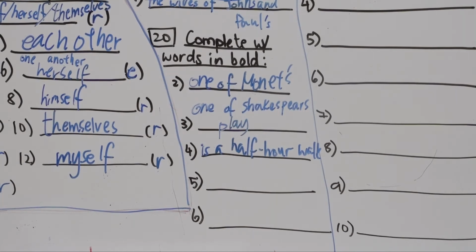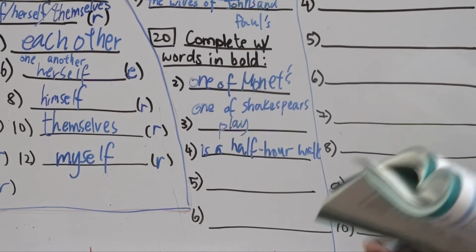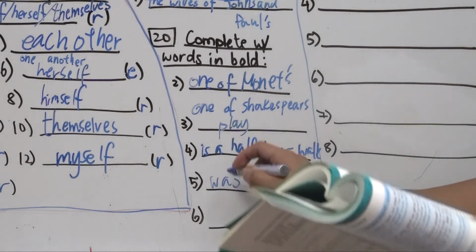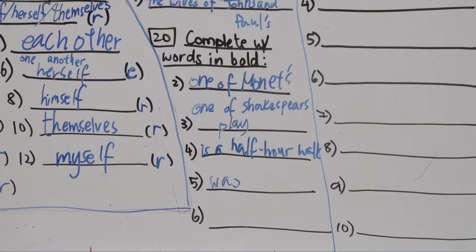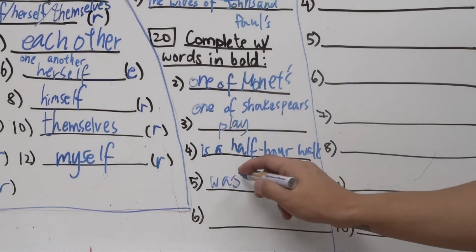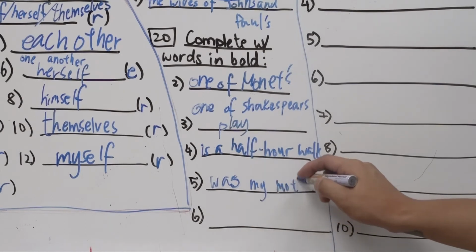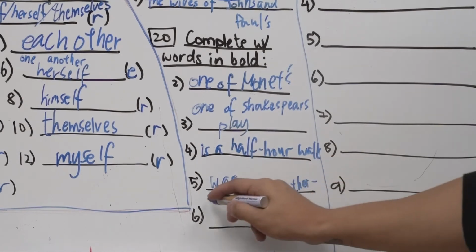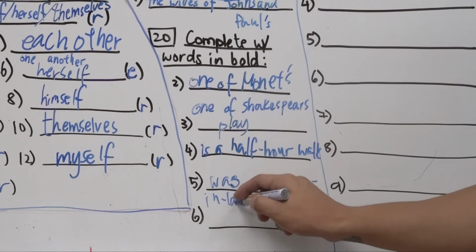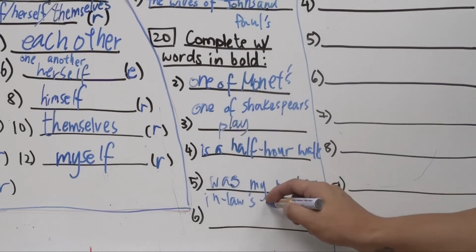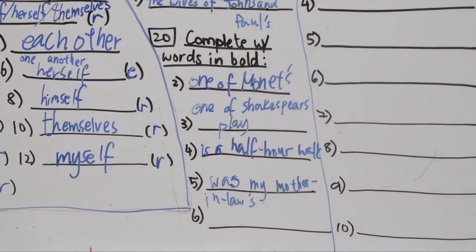Number 5, this necklace belonged to my mother-in-law, so was. So we're referring to the necklace, so this was my mother-in-law's necklace. This one's very easy, right? This was my mother-in-law. We have hyphens there. Mother hyphen in hyphen law. Apostrophe S, right? This was my mother-in-law's. Alright, last one for this page, right?